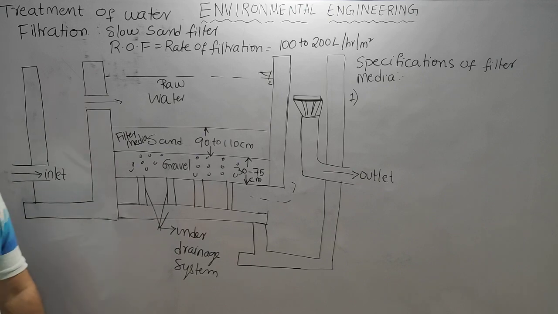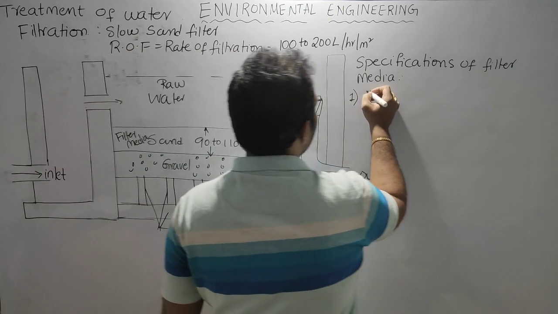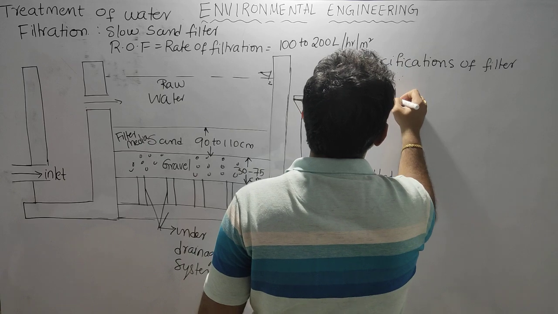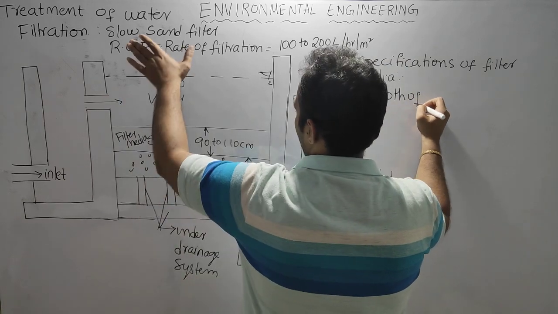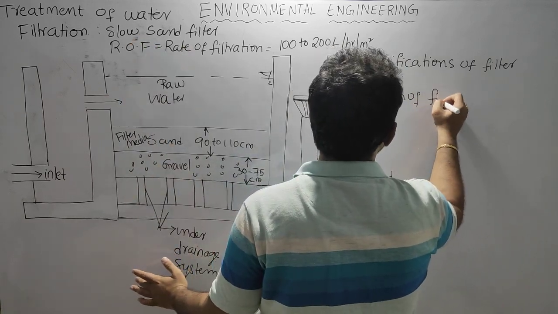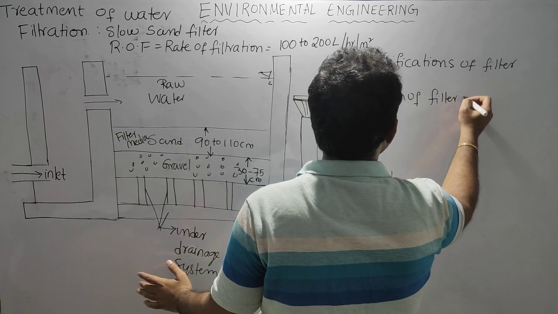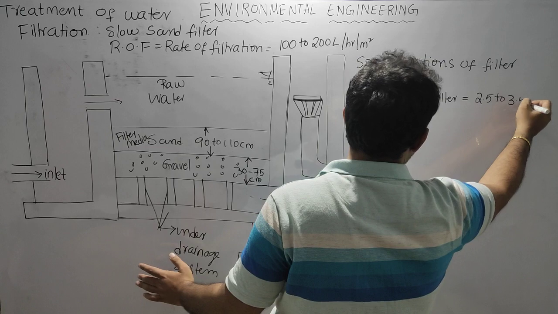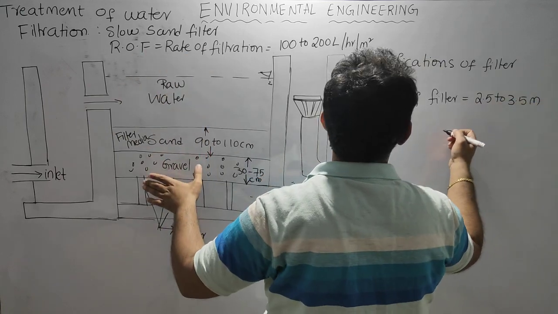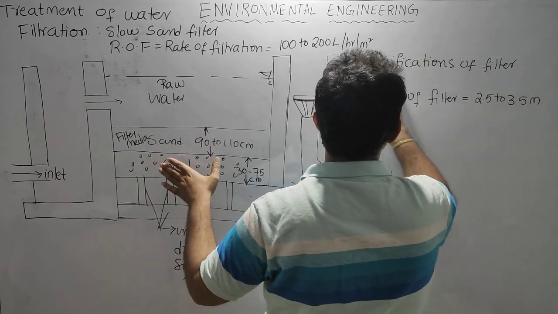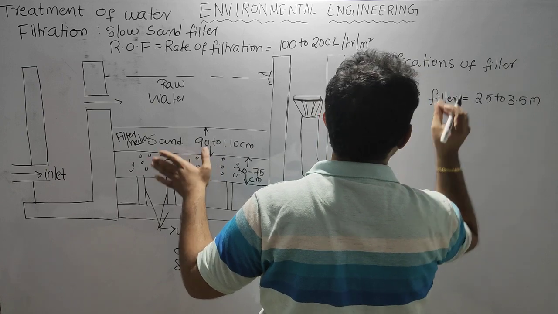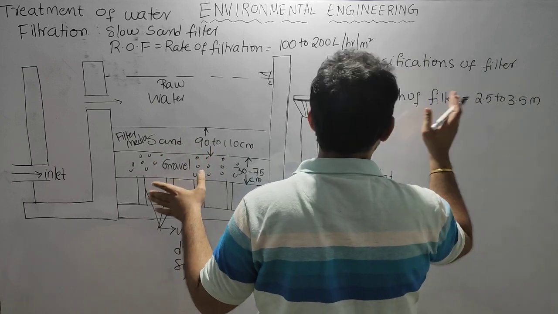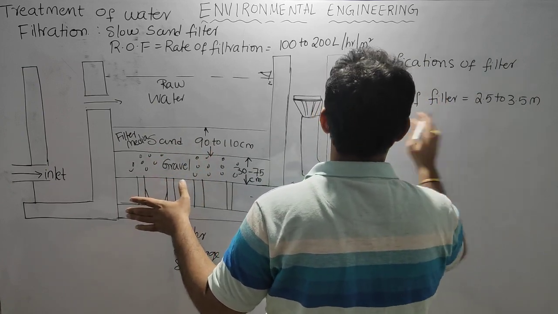The depth of the filter: the total depth of the filter ranges from 2.5 to 3.5 meter. Total depth, it's not filter media depth; it is the specification of the filter, including the filter media also. This is the depth of the filter.